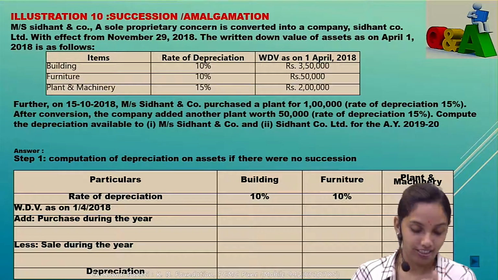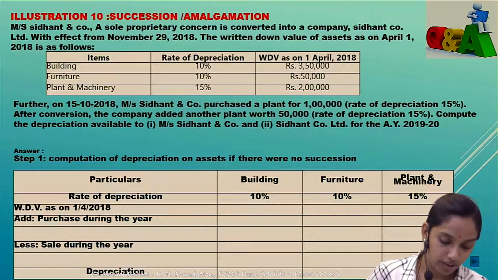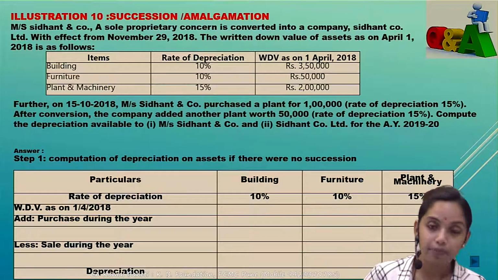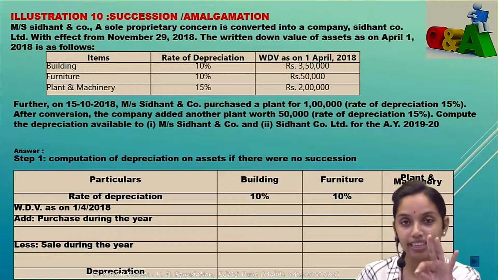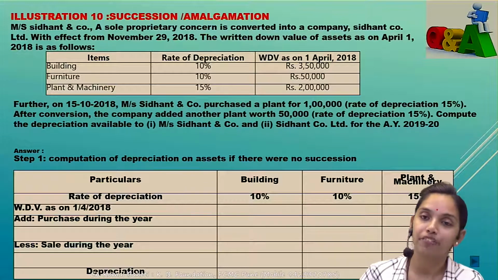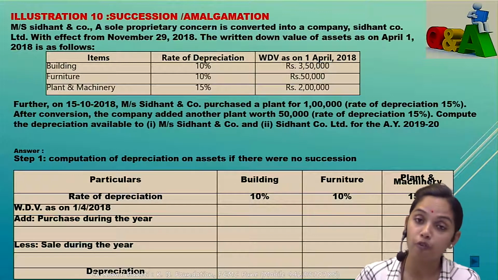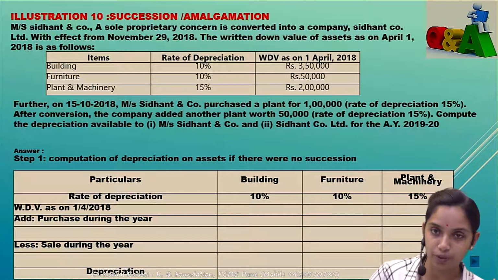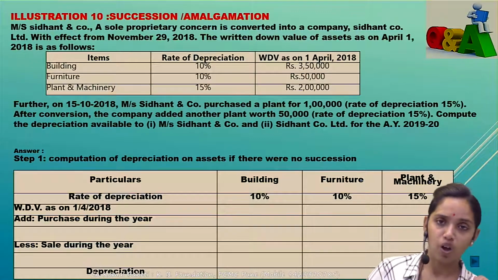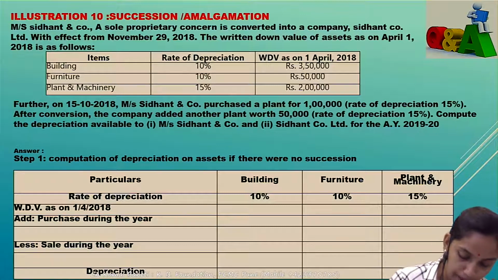It is in between. The WDV of the asset as on the 1st of April in the sole proprietary concern. 1st April 2018 को क्या balances थे? Building, furniture and the plant and machinery. There are 3 blocks and तीनों का opening WDV had been given. Further, on the 15th of October 2018, means before the succession, correct, no? The succession is on the 29th of November. Before that only, on the 15th of October, Siddhant and Company had purchased a plant for 1 lakh.